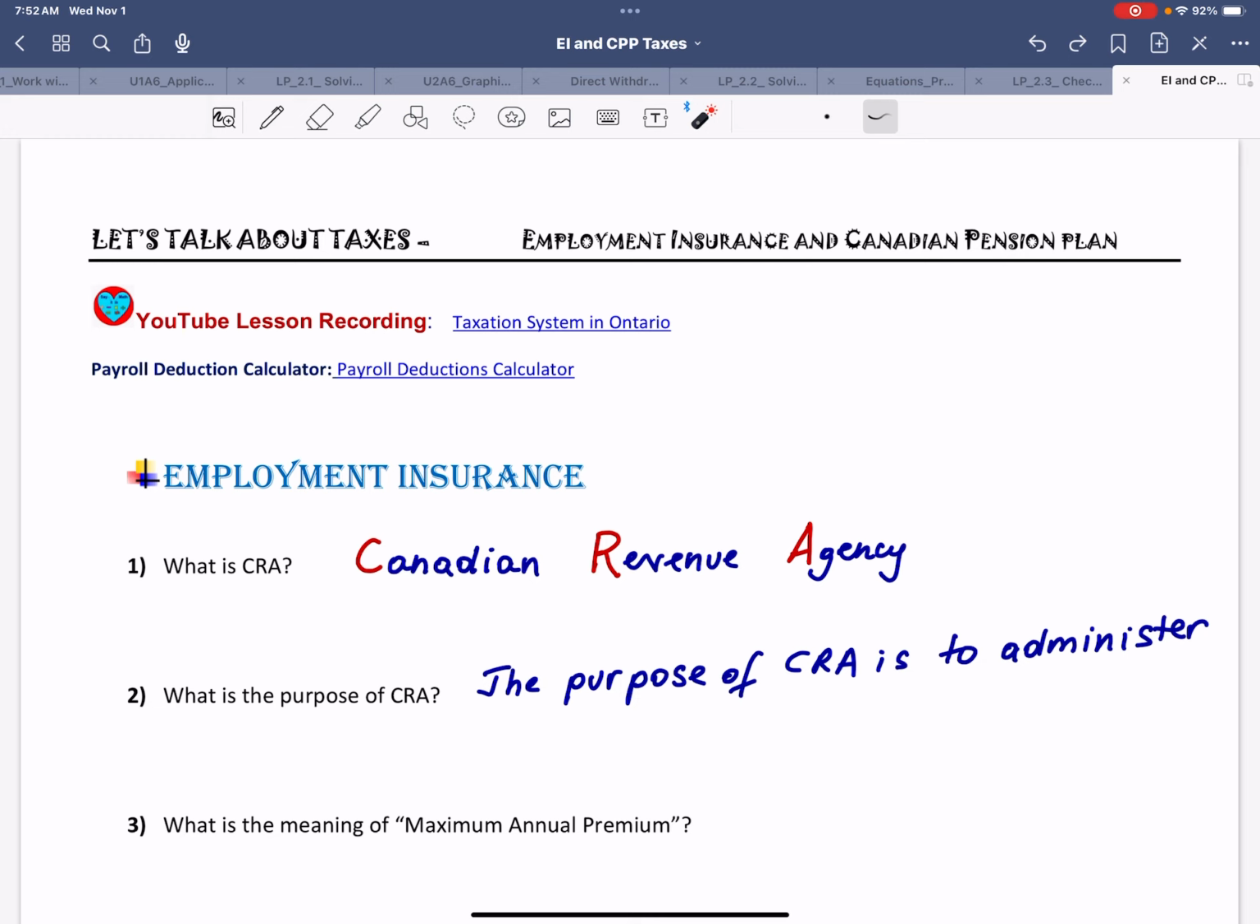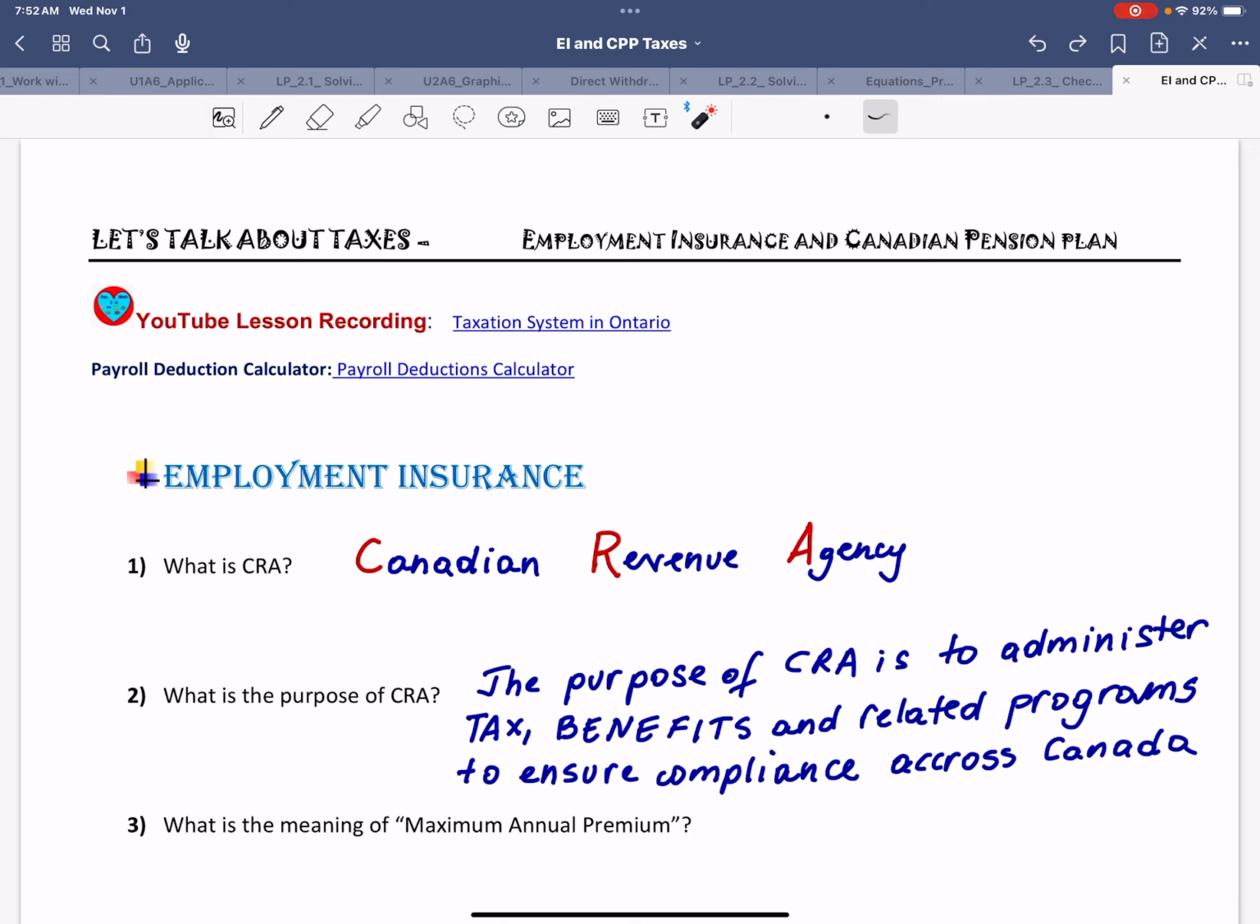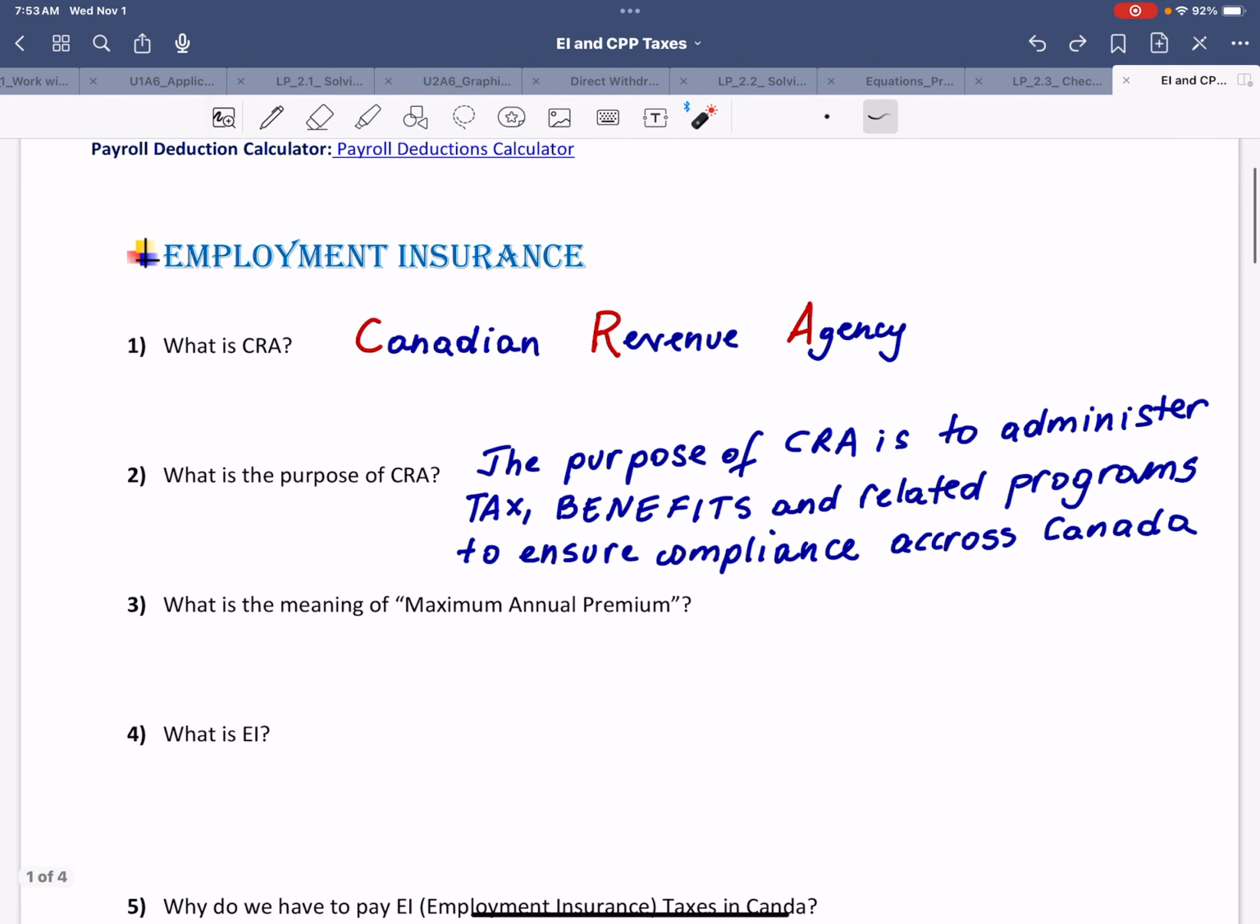Now, the purpose of the Canadian Revenue Agency is to administer tax, benefits, and related programs in order to ensure compliance across Canada. Now, whenever we pay taxes, very often we use the term maximum annual premium. Premium means dollars, annual means yearly, and maximum is the top amount that you have to pay for a specific tax deduction. For example, if you are paying employment insurance, you pay a certain percentage, but up to a maximum. And once that maximum is reached, you no longer have to pay employment insurance for that year.